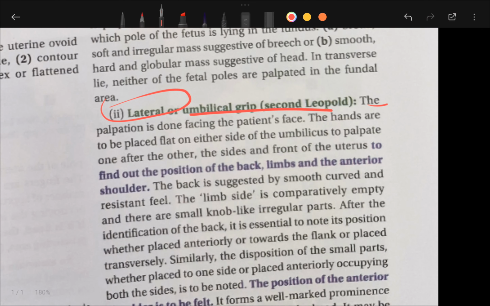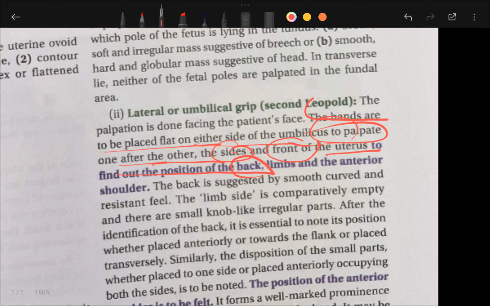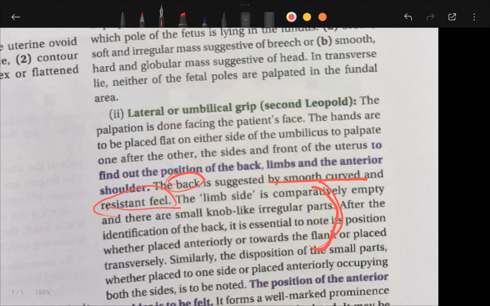Second Leopold. The palpation is done facing towards the patient's face. You have to stand on the right side, face towards the face, and palpate using both your hands. The hands are placed flat on either side of the umbilicus to palpate, one after the other, the sides and the front of the uterus, to find out the position of the back, the limbs and the anterior shoulder. The back is suggested by a smooth, curved resistance that you feel. The limb side is comparatively empty, with small knob-like structures, which are the hands and other irregular parts.